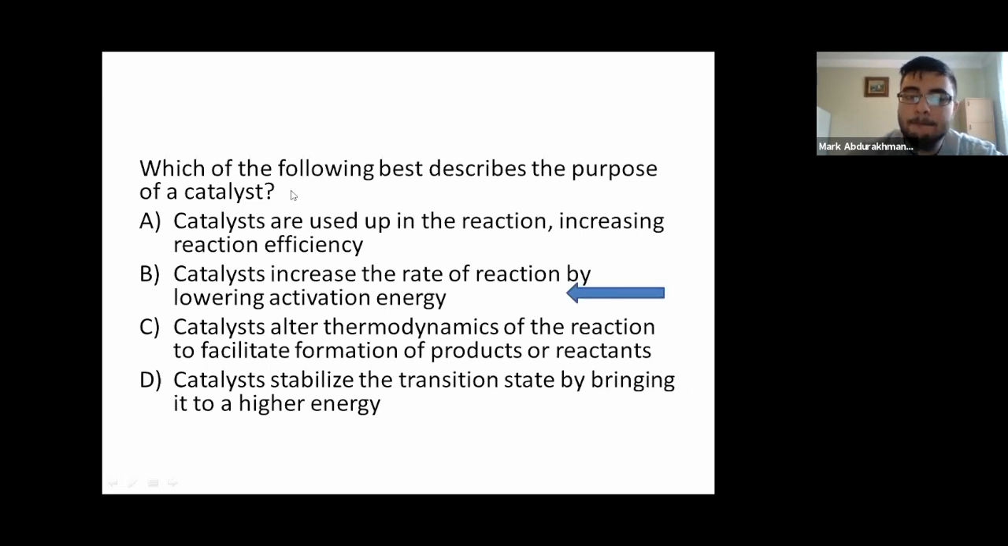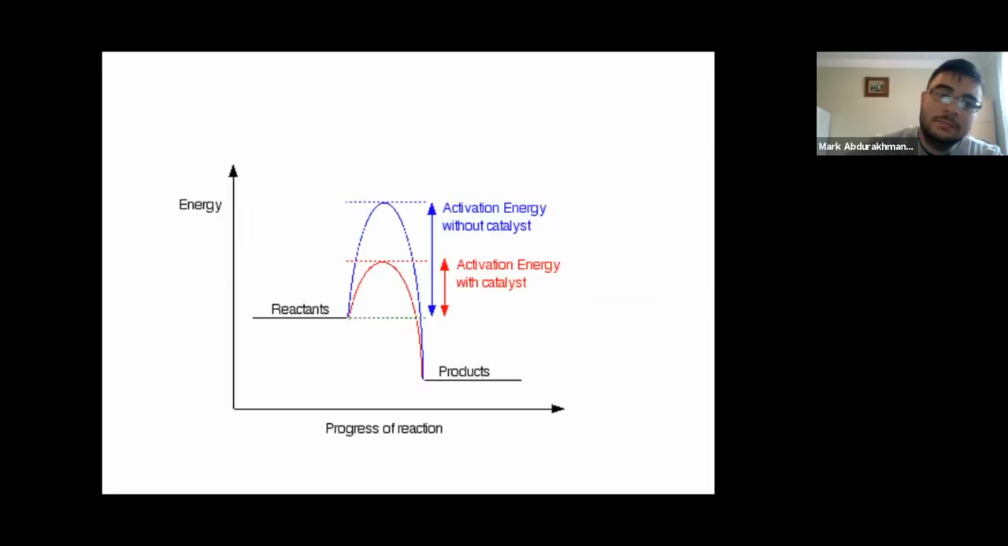And then C and D are wrong. C says bring the transition state to a higher energy, and D would obviously be wrong. That would actually slow down the reaction. Catalysts alter thermodynamics, the reaction formation of products and reactants. They don't do that. This is actually an important question. They don't change the energy levels of the reactants or products.